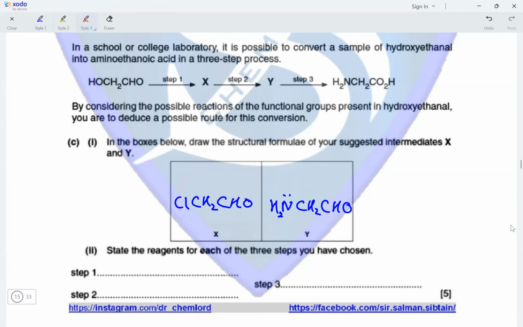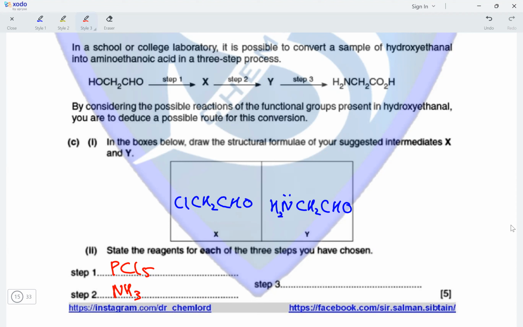So the reagent for the substitution of the OH group with the Cl group can be PCl5. So when we react the primary alcohol with PCl5, we end up with the OH group replaced by the Cl group. And in step 2, we've got replacement of the Cl group with the NH2 group. So this would be ammonia. So ammonia would replace Cl with the NH2 group while producing HCl as a byproduct.